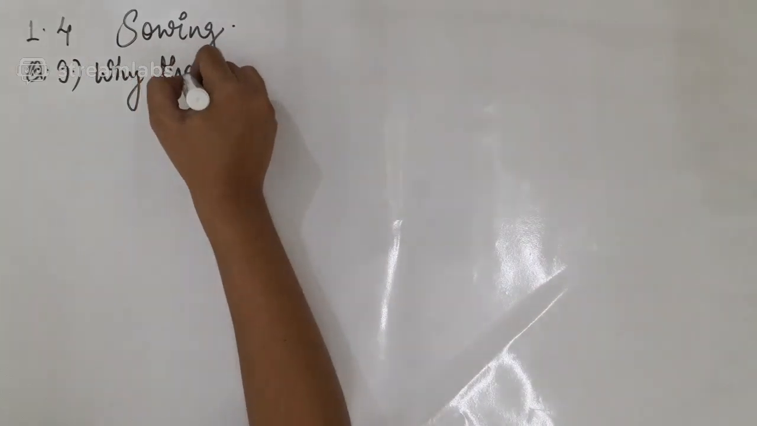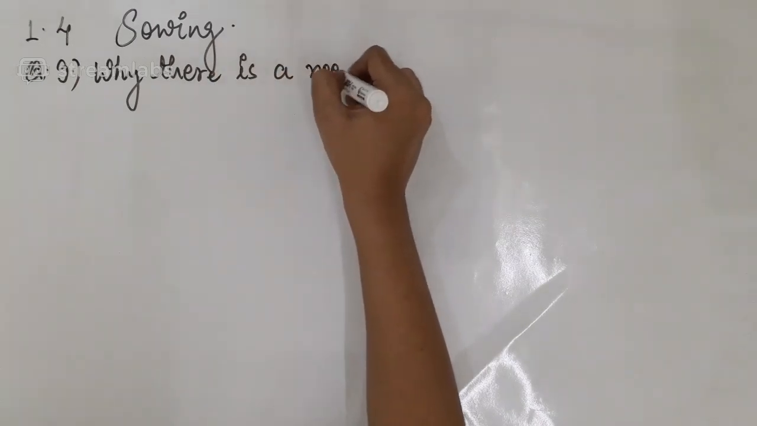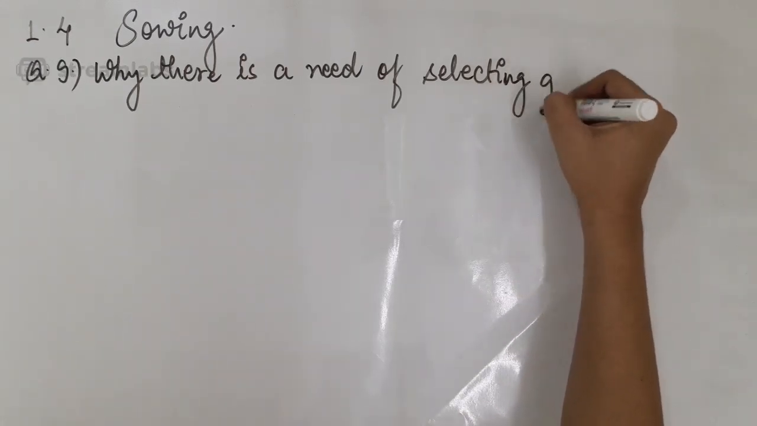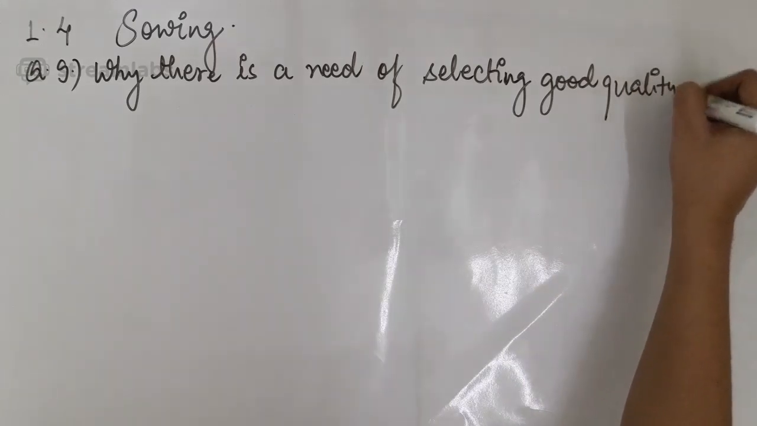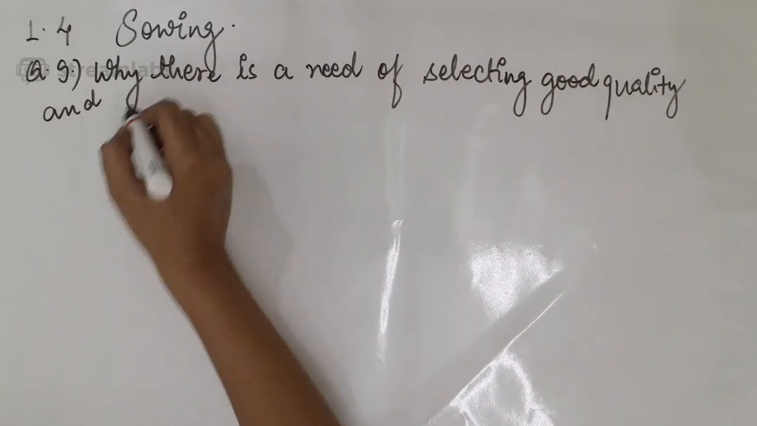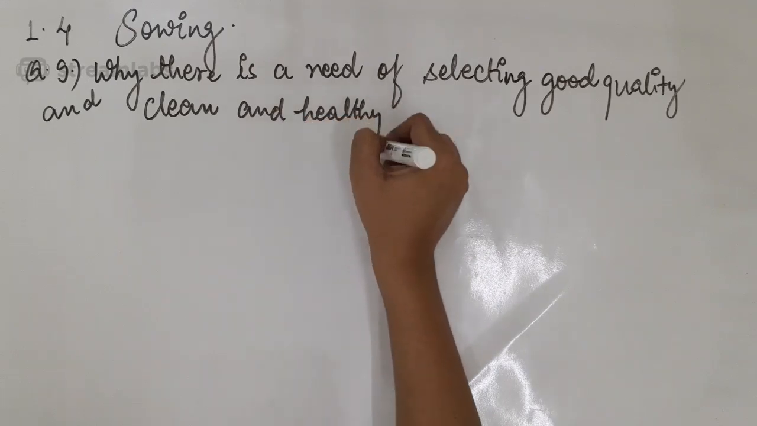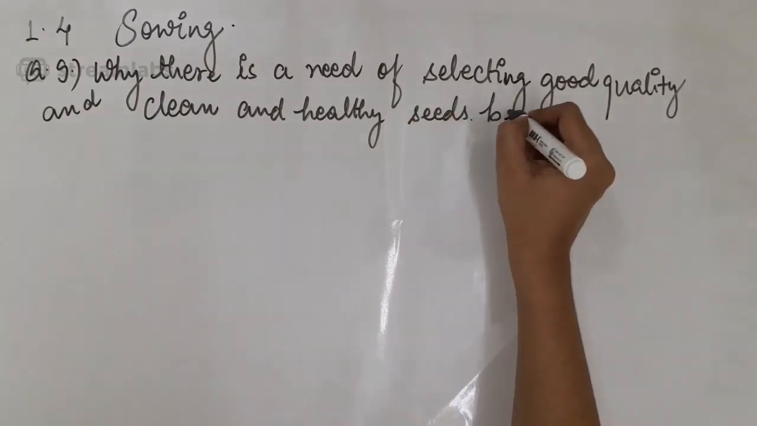Sowing is an important part of crop production, and the question might come like, why there is a need of selecting good quality and clean and healthy seeds before sowing.